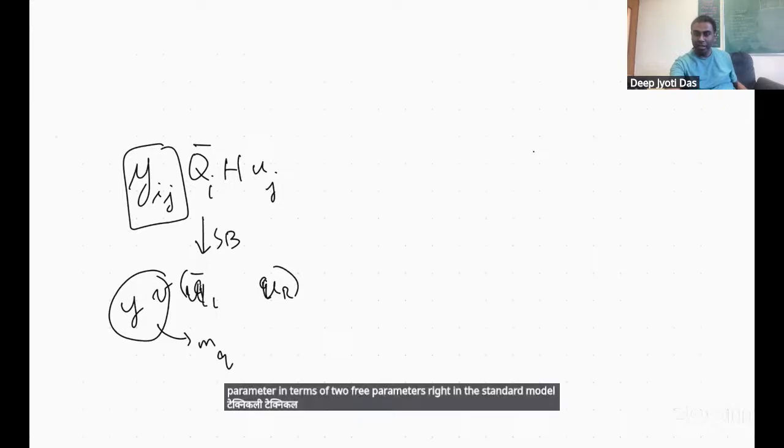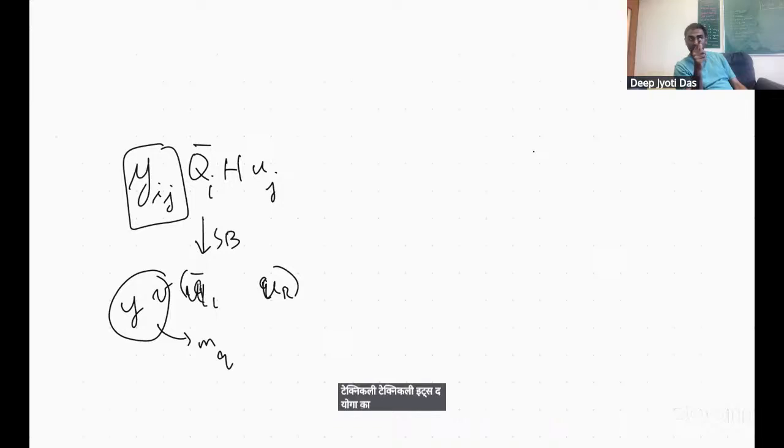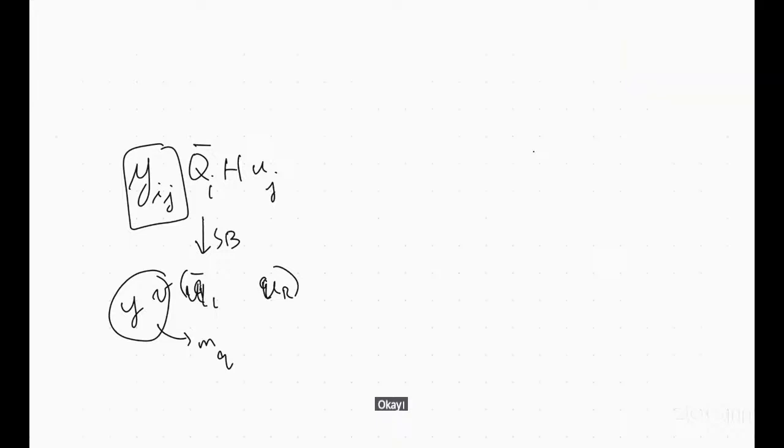Technically, it's the Yukawa couplings and the Higgs vacuum expectation value, the v, those are the free parameters in the standard model. And the quark mass is a derived parameter. In the way I've written it, you can also rewrite it in a different way. Okay, in that sense, it's a free parameter. Is that okay? Good, sir.